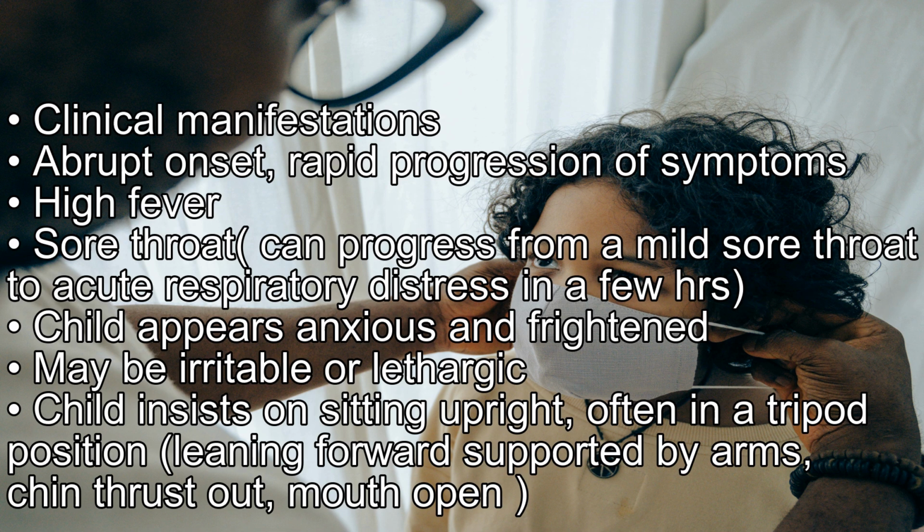Clinical manifestations. Abrupt onset. Rapid progression of symptoms. High fever. Sore throat can progress from mild to acute respiratory distress in a few hours. Child appears anxious and frightened. May be irritable or lethargic. Child insists on sitting upright, often in a tripod position, leaning forward supported by arms. Chin thrust out, mouth open.